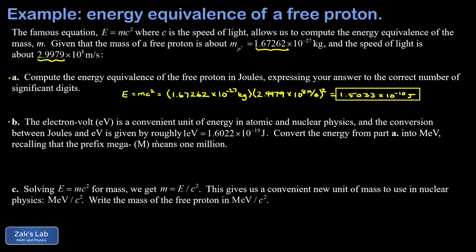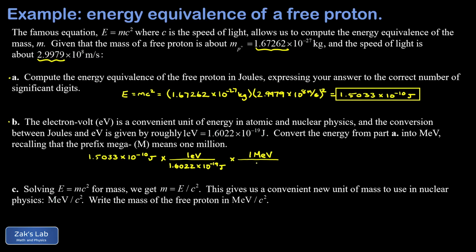So to get the energy conversion done, we start with the energy of our free proton. Again, that was 1.5033 times 10 to the negative 10 joules. And then we multiply by a conversion factor. Electron volts in the numerator there, joules in the denominator, so they'll cancel out. And then we have to convert from electron volts to mega electron volts. So the mega electron volts go in the numerator. That's the unit we want to have surviving here.